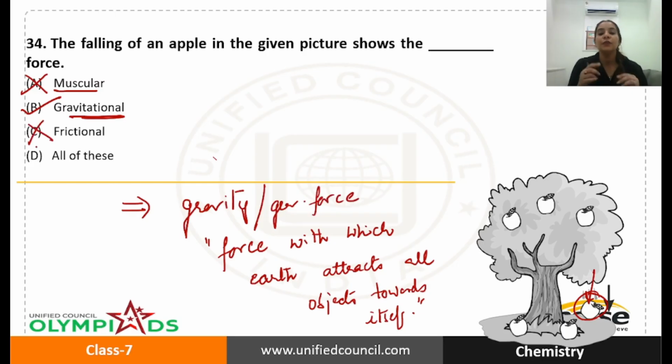Frictional? No. Because friction comes into notice when two bodies are in contact with each other. For example, when you are rubbing, here comes the frictional force. When you are walking, there comes the frictional force because your foot is in contact with the surface. Same way, if I am rubbing this, my two surfaces are in contact. So for friction to come into notice, the two objects should be in contact with each other. But here you can see that the apple is not in contact with the earth directly. So therefore the correct answer is option B, that is gravitational force.